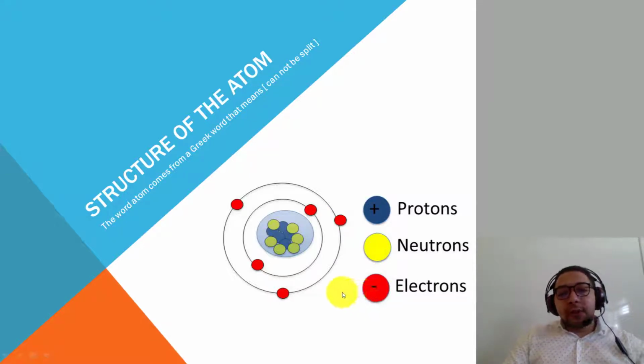So we can say that we have a core. This core consists of 2 particles, proton and neutron. And surrounding the core or the nucleus, we have energy levels where electrons are moving around the nucleus. The word atom came from a Greek word which means cannot be split. So it's the smallest unit which cannot be split.